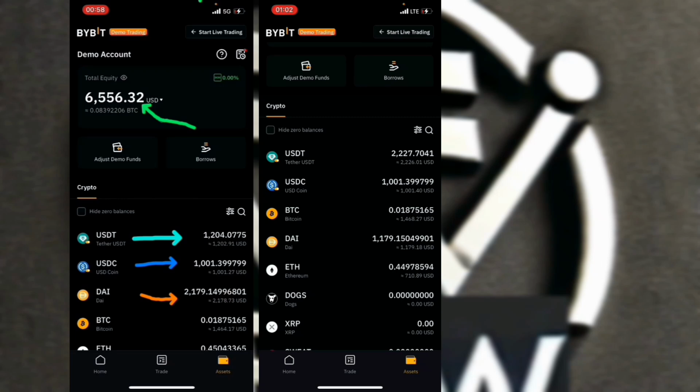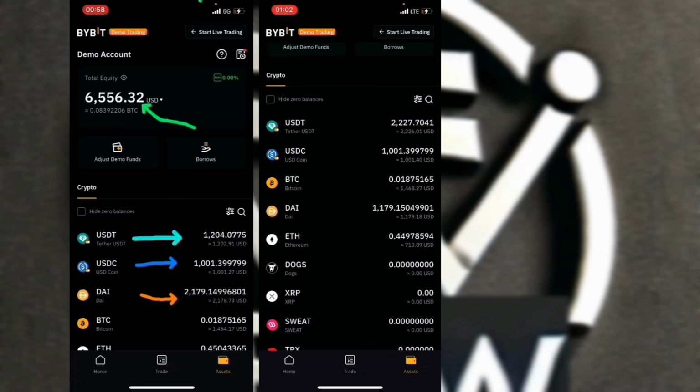$2,227. My account balance under the USDC side is still the same because I did not make use of the USDC market for this process. But if I had used it, my account balance over the USDC side would have increased. But you can see over here at the DAI side, my total balance reduced to $1,179.15 because we actually bought Ethereum from the DAI market and we sold it to the USDT market. That's why my account balance under the USDT market increased and my account balance under the DAI side reduced.